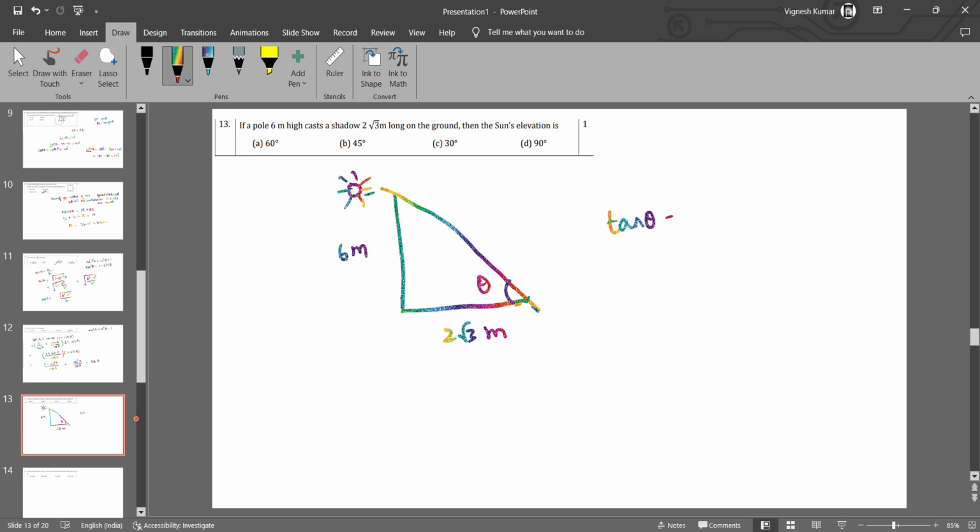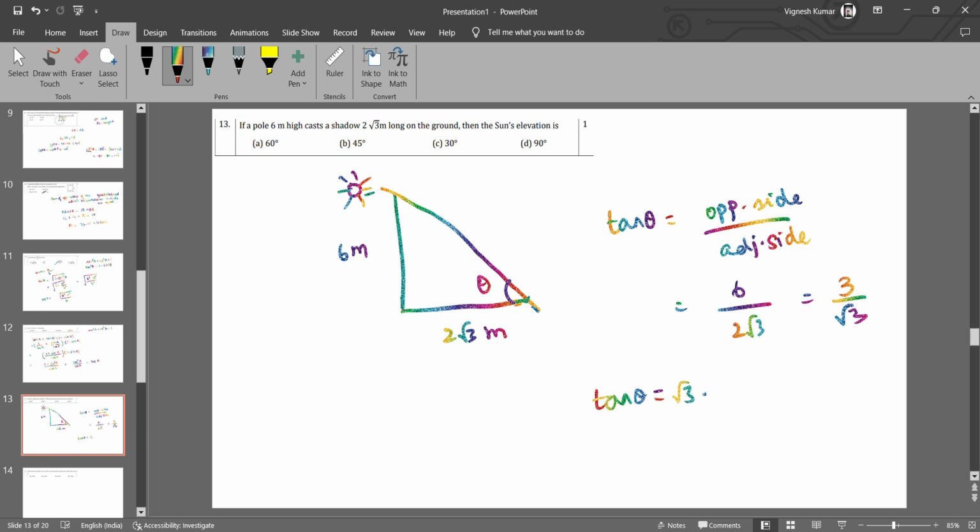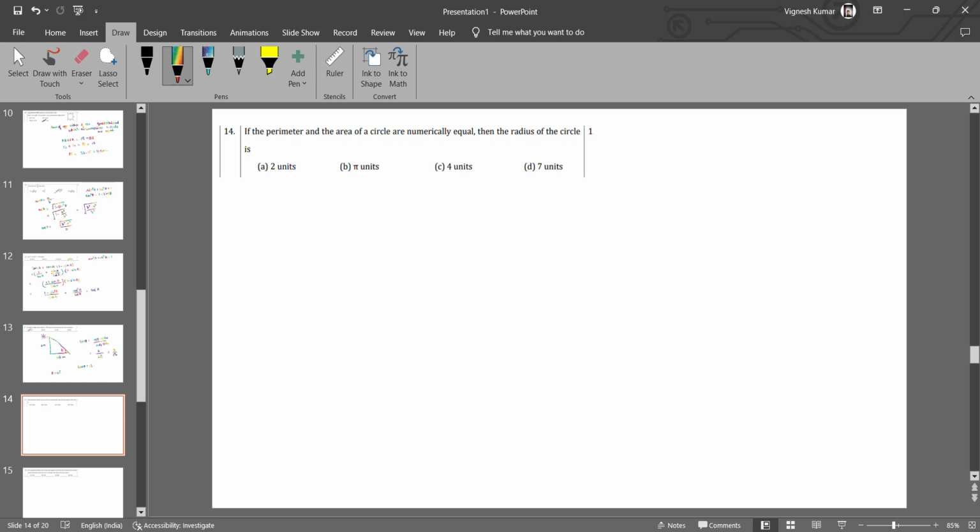So how can we find it? Tan theta. What is the formula for tan theta? Opposite side by adjacent side. So here opposite side, adjacent side both are known, which is 6 by 2 root 3, which is equal to 3 by root 3, or tan theta is equal to root 3. When will tan theta be root 3? When theta is equal to 60 degree. So we have option A, 60 degree, as our answer.